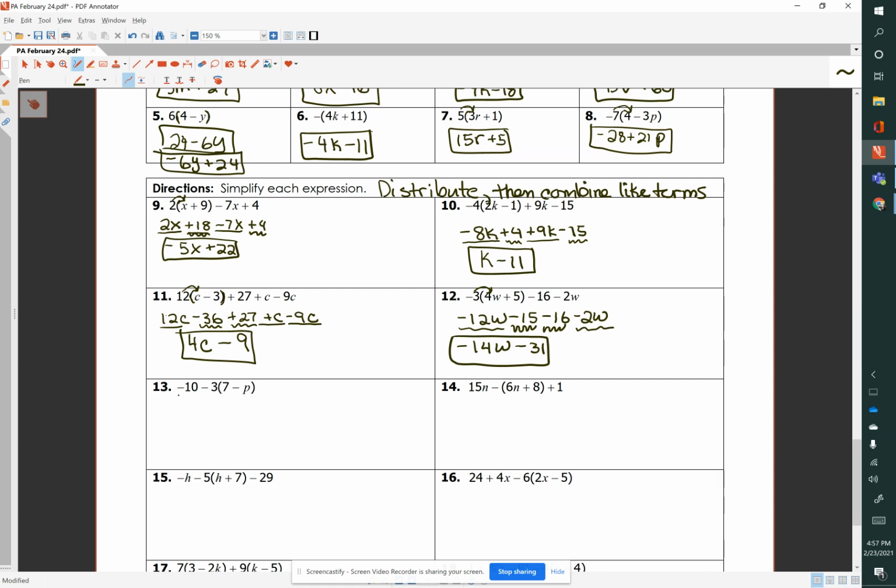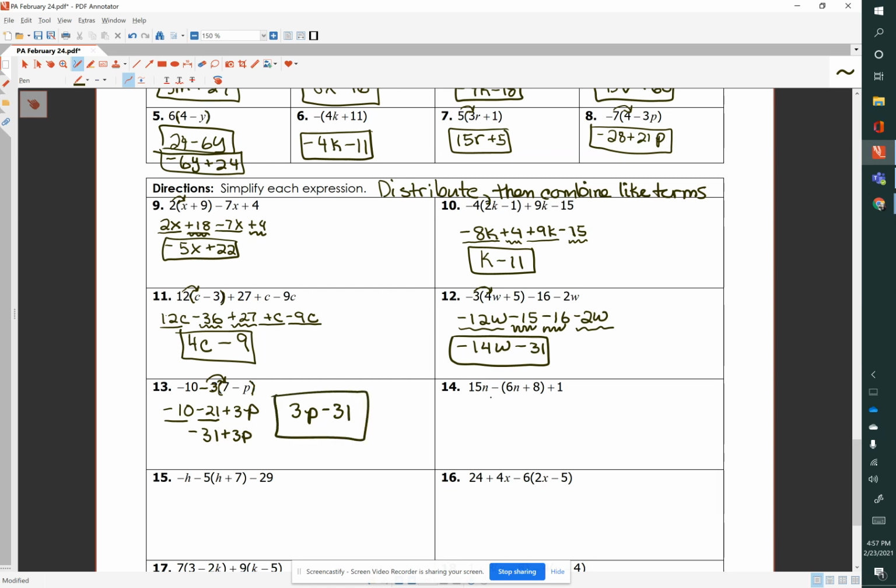Number 13, we have negative 10 minus 3 times the quantity of 7 minus p. Think of this as a negative 3. So we need to distribute first. We'll write down the negative 10. Negative 3 times 7 is negative 21. Negative 3 times positive p is positive 3p. And we can combine negative 10 and negative 21 for negative 31 plus 3p. And I would rewrite this with the variable term first, 3p minus 31.